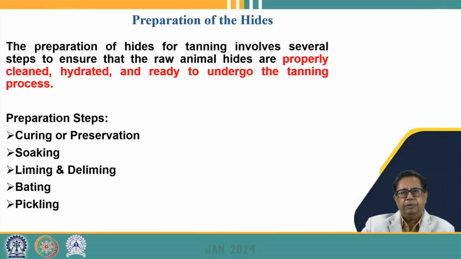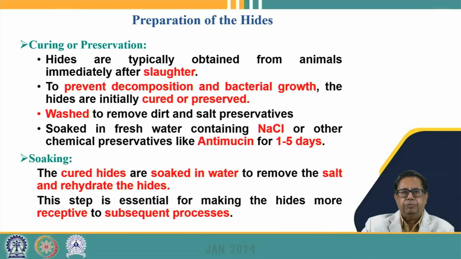So we can have different steps here for the preparation of hides, where we use curing or preservation, then we go for the soaking process, the liming and deliming process, bating, and the pickling process. The first step of preparation of hides is curing or preservation. We receive the hides in the tanneries from the slaughterhouses so that we can convert them into leather. Here these hides may first be preserved by adding certain salts so that there is no decomposition or bacterial growth taking place.